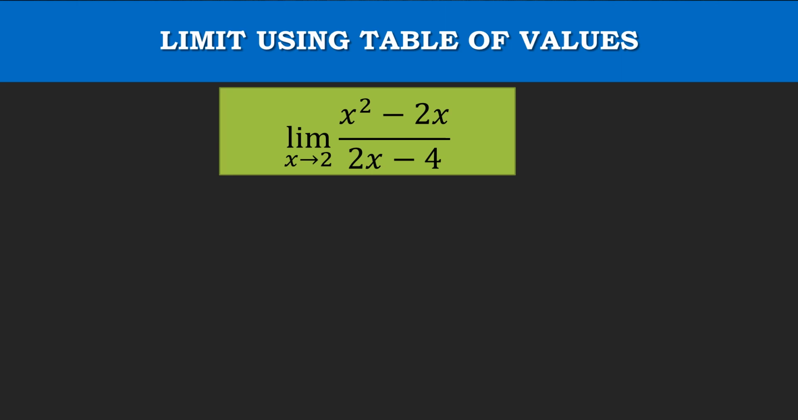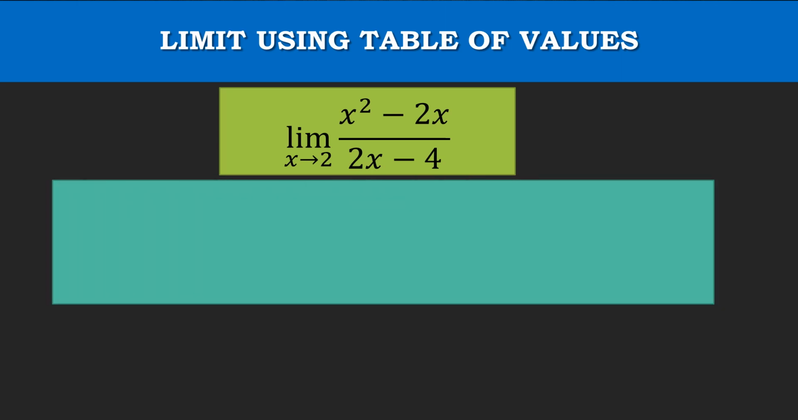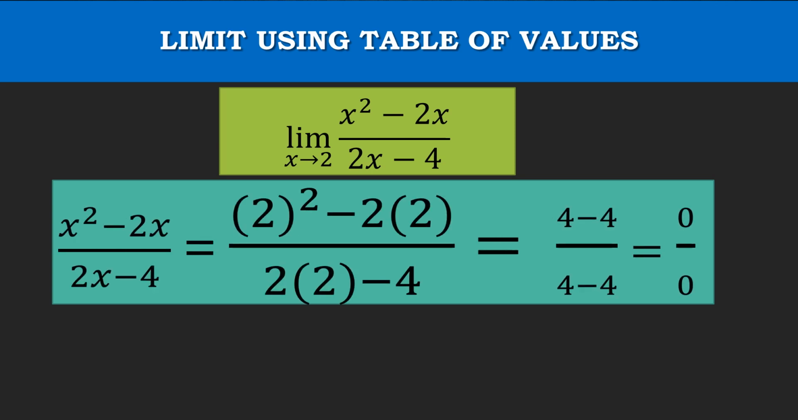So alam natin na pinag-aralan natin yung unang technique on how to solve for limit, and that is by direct substitution. So let's use direct substitution. Ano nga bang mangyayari sa rational function natin? So here, by substitution, x becomes positive 2. Okay? So lahat ng x magiging 2. So we have 2 squared minus 2 times 2 over 2 times 2 minus 4.